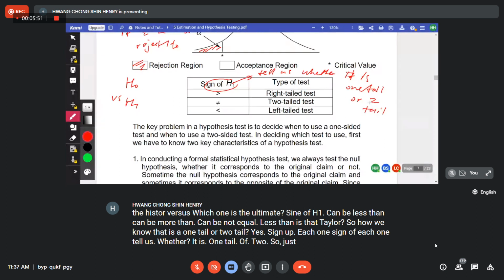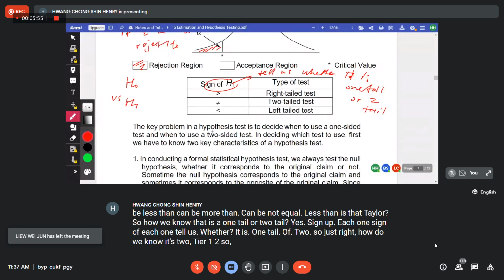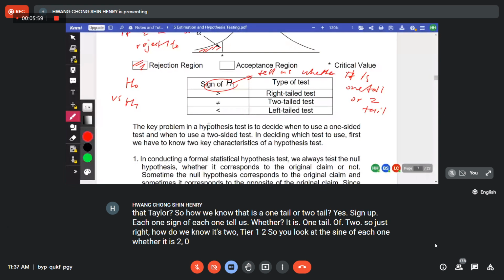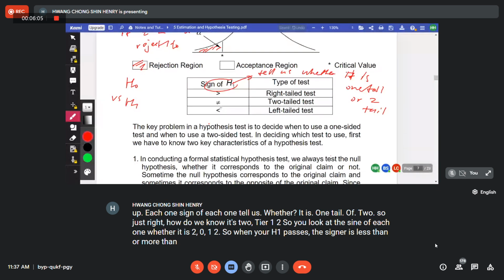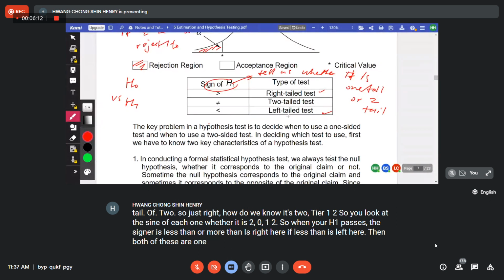So just like us, right? How do we know it's two tail or one tail? We look at the sign of H1. When your H1 sign is more than, it is right tail. If it is less than, it is left tail. Both of these are one tail tests.